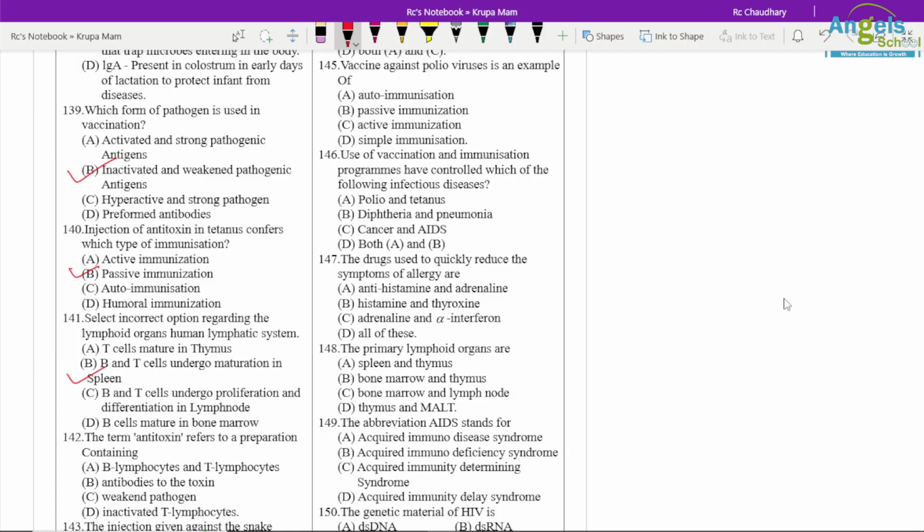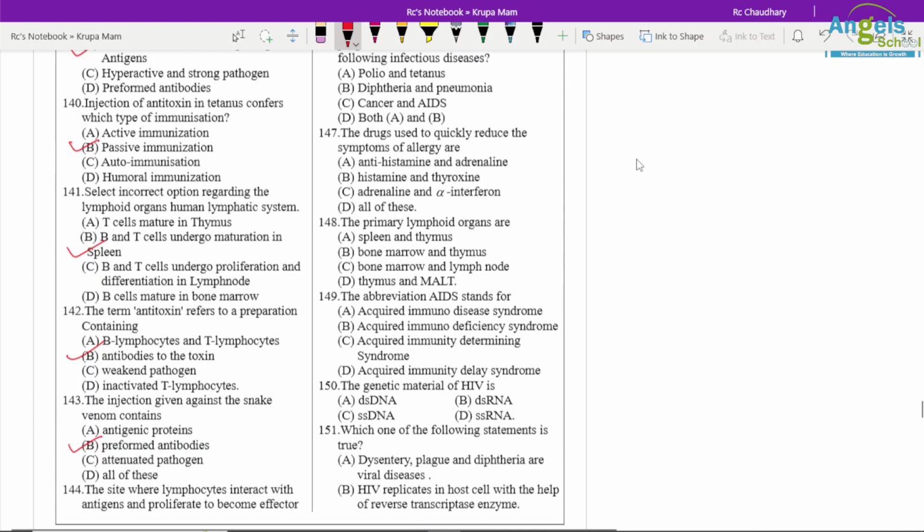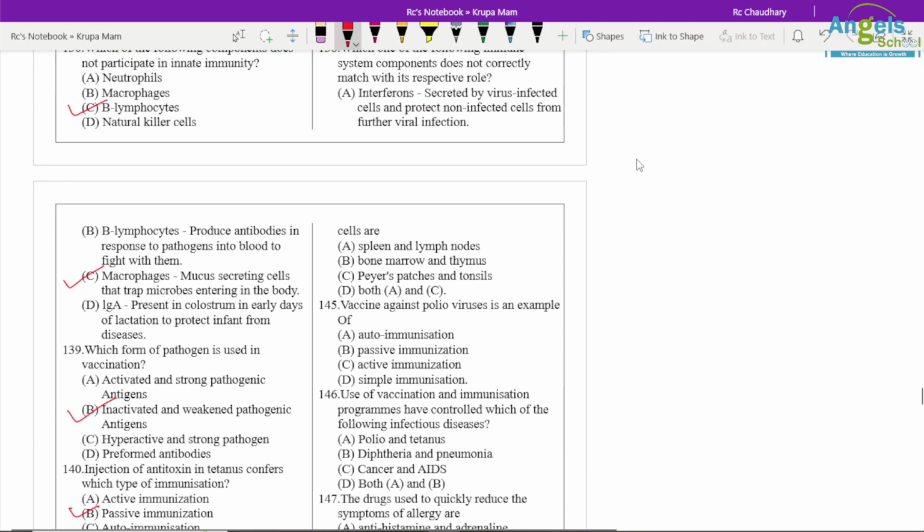The term antitoxin refers to preparation of antibody to toxin. The injection given against snake venom contains antibody only. The site where lymphocytes interact with the antigen and proliferate to become effector cells is called the secondary lymphoid organ: spleen, lymph node, Peyer's patches, tonsils. Bone marrow and thymus are primary, so they are just production and maturation sites, and antigen interaction happens in secondary lymphoid organs.